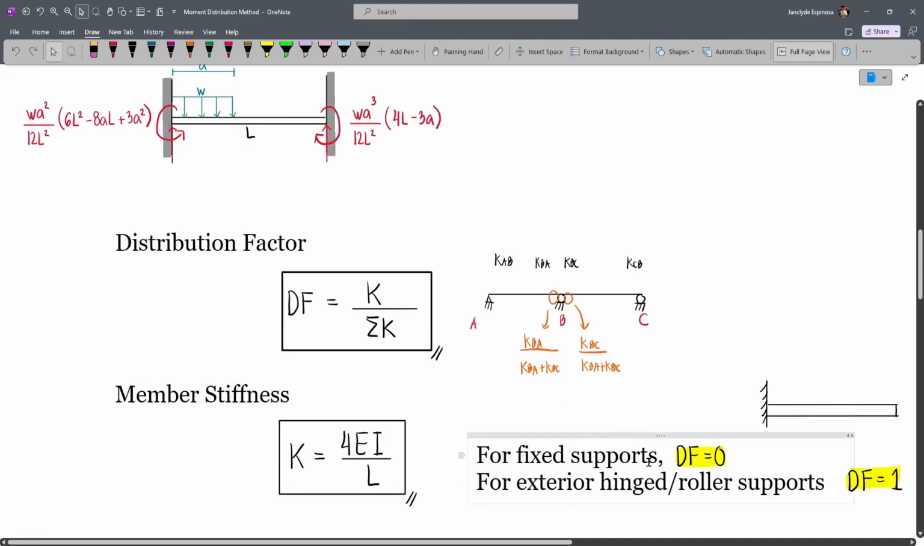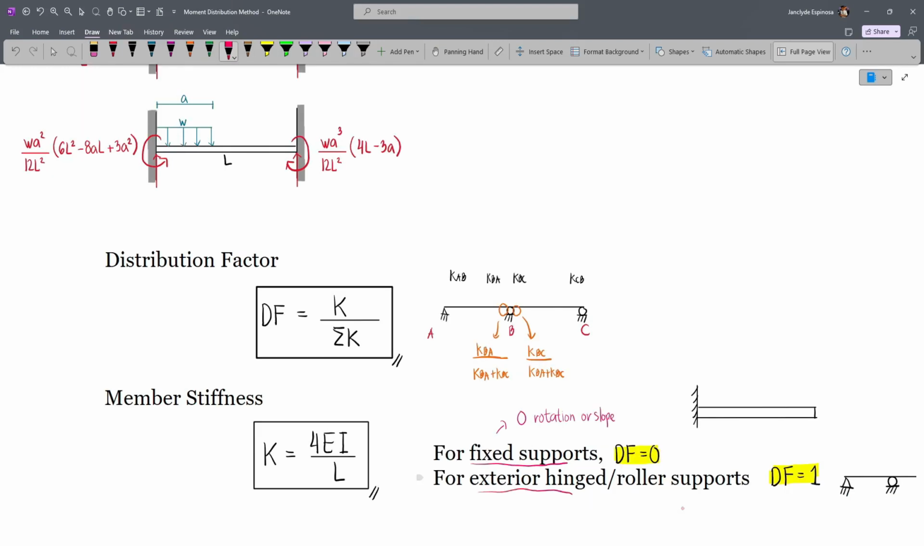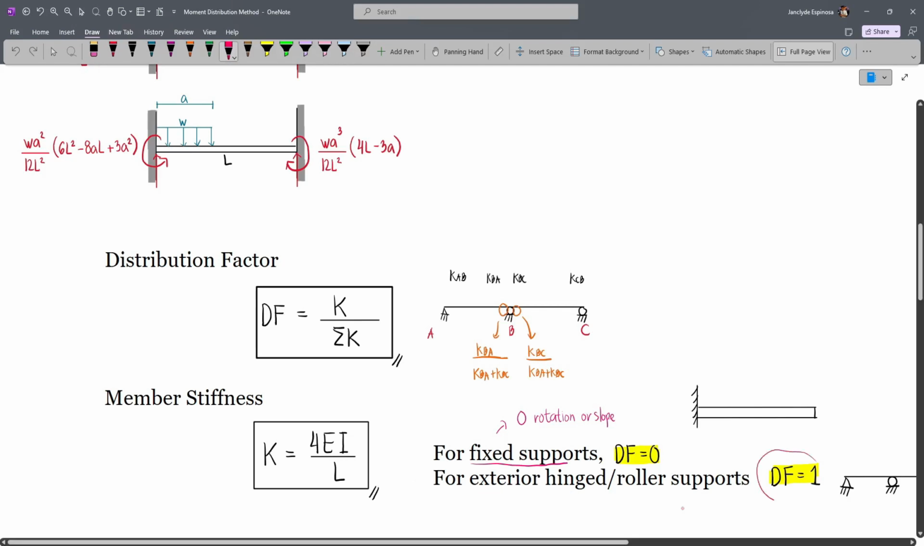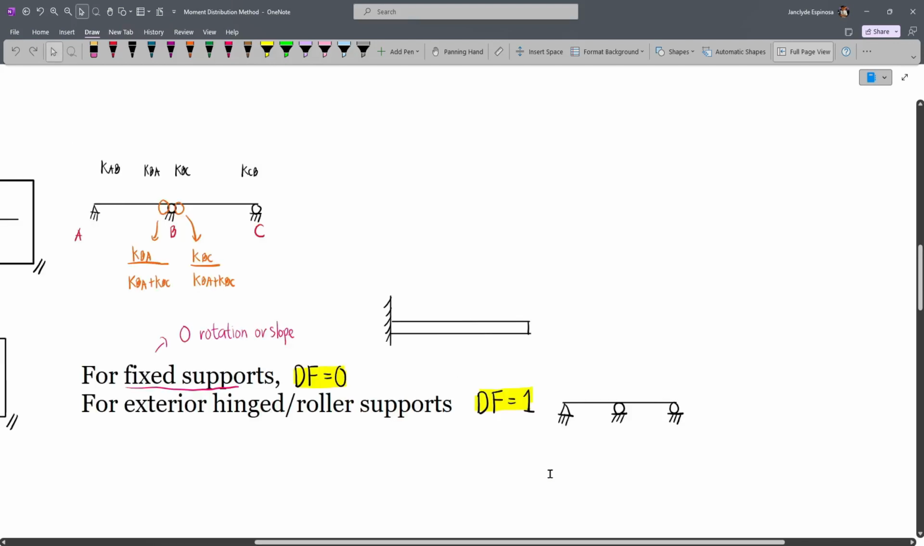For fixed supports, yung distribution factor natin is 0. Kasi dito sa fixed supports kasi, walang rotation na mangyayari. Or, simply, 0 yung rotation or slope. And then, for exterior hinged or roller supports, yung distribution factor natin will be 1. Now, sir, ano yung exterior hinged or roller supports? Yung exterior hinge or roller support, that will be this one.